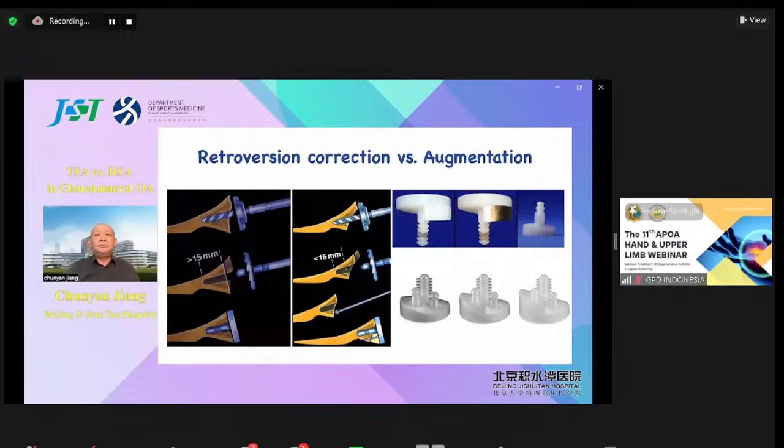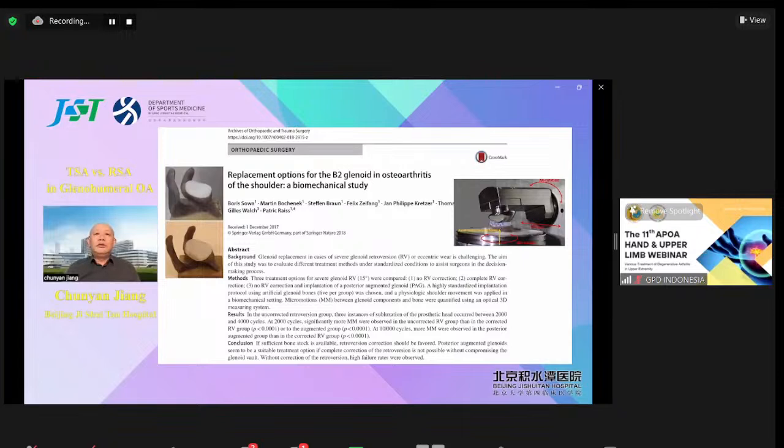So for these augmented options for B2 glenoids, the biconcave glenoids, quite a few surgeons also have biomechanical studies like this one. It compared the augmented total shoulder arthroplasty with the augmented glenoid prosthesis against reverse shoulder arthroplasty. And they found that if sufficient bone stock is available and it can correct the retroversion pretty well, the posterior augmented glenoid seemed to be a suitable treatment for this very complex biconcave glenoid.